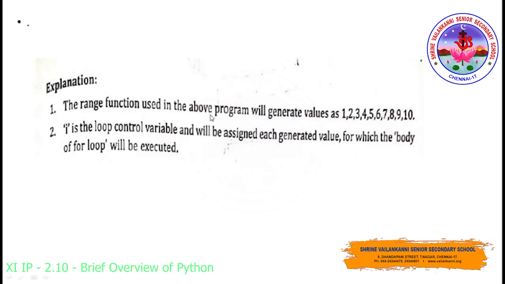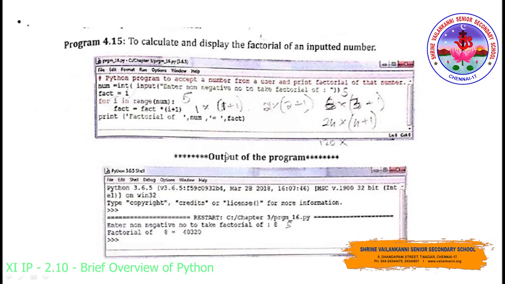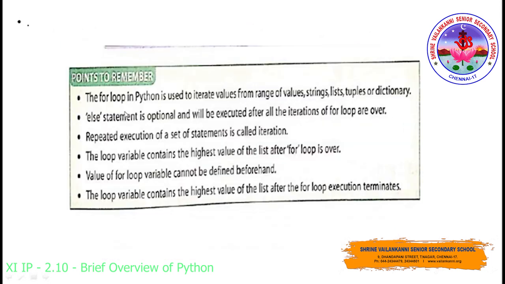If you look at the range function, as I have told you, it is used in the above program to generate the values from 1 to 10, and i, as usual, is a loop control variable that will be assigned each generated value, for which the body of the for loop will be executed. Here they have given a program to display the factorial of an inputted number.